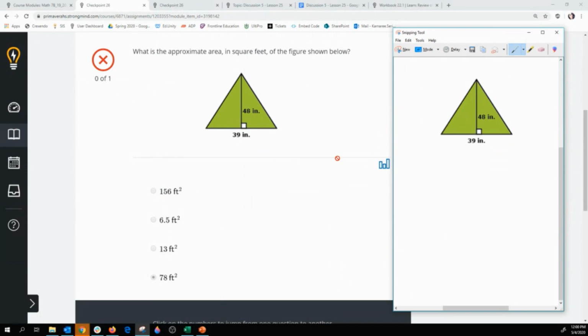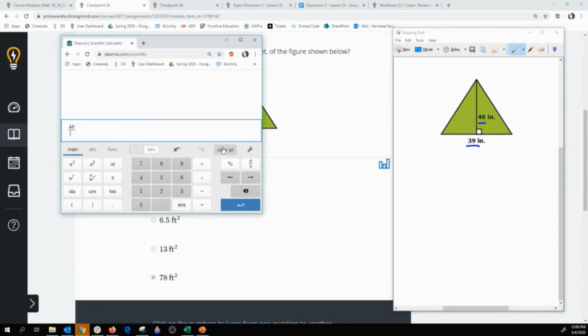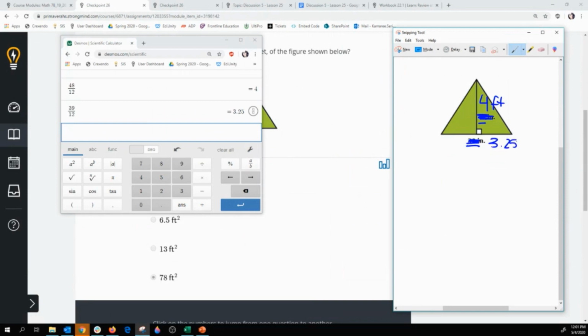Perfect. Yep. So there are 12 inches in 1 foot. So we need to take these two numbers that we have, this 48 and this 39, and we need to divide both by 12 to give us what those units would be in feet. So let's take that 48 and divide it by 12 and 39 and divide it by 12. This 48 inches is going to turn into 4 feet. And this 39 inches is going to turn into 3.25 feet.